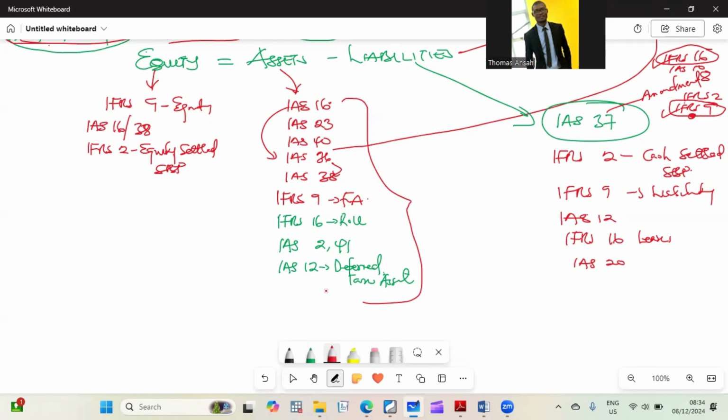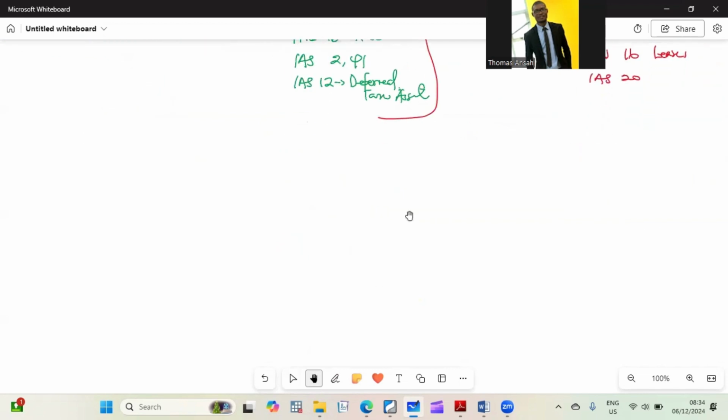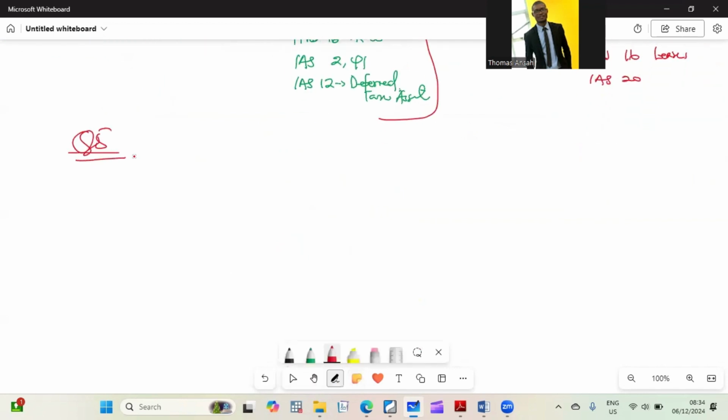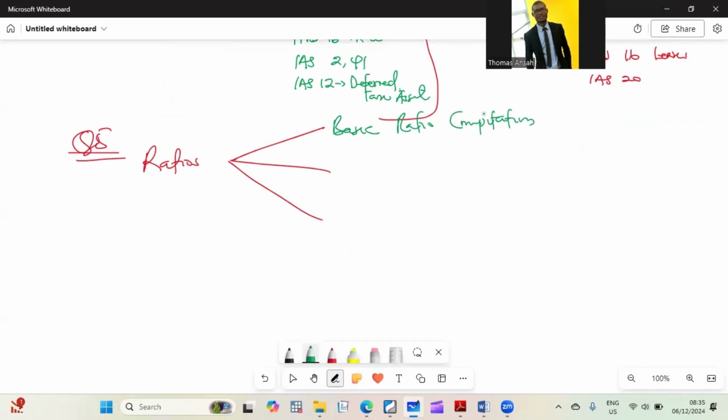Then lastly, you have your question 5, which of course is about ratios or evaluation of financial statements. Here we have 3 categorizations of it, and it is becoming a problem these days. Yes, because we have the basic computation. So you do the basic ratio computation. You need to know the formulas. The formulas are very, very important, and you analyze it.